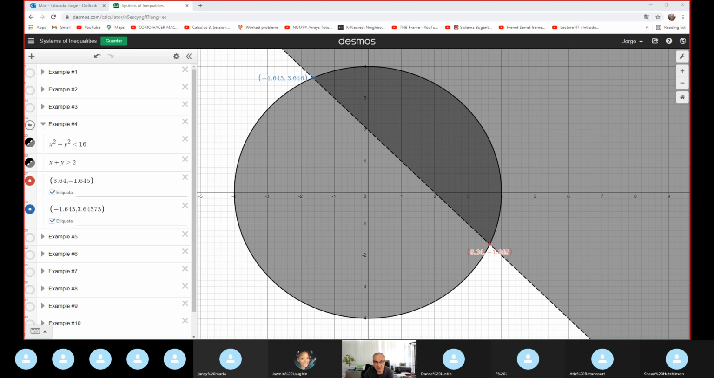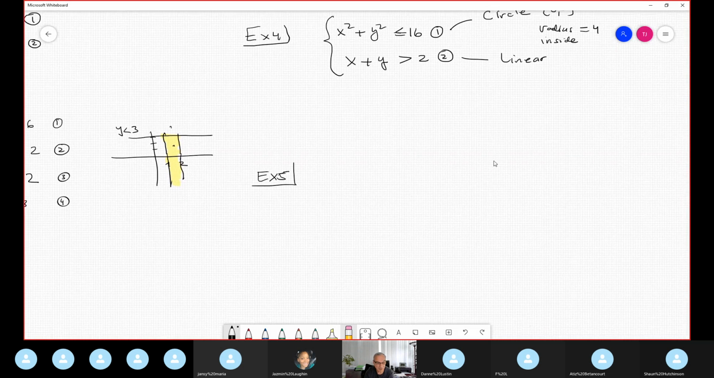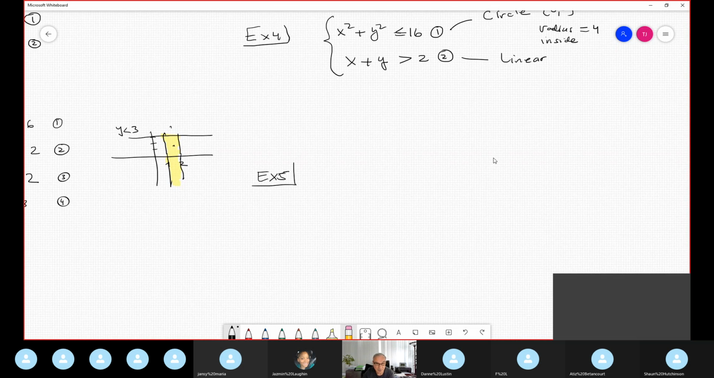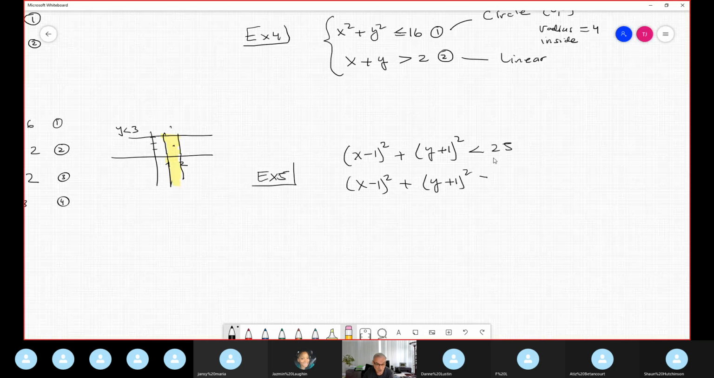Now, let's do one more. This is a little bit complicated. Do you see the whiteboard now? Yeah, example 5. Example 5 is (x minus 1) squared plus (y plus 1) squared less than 25. Suppose another case, (x minus 1) squared plus (y plus 1) squared greater than or equal to 16. Wow, what is that?